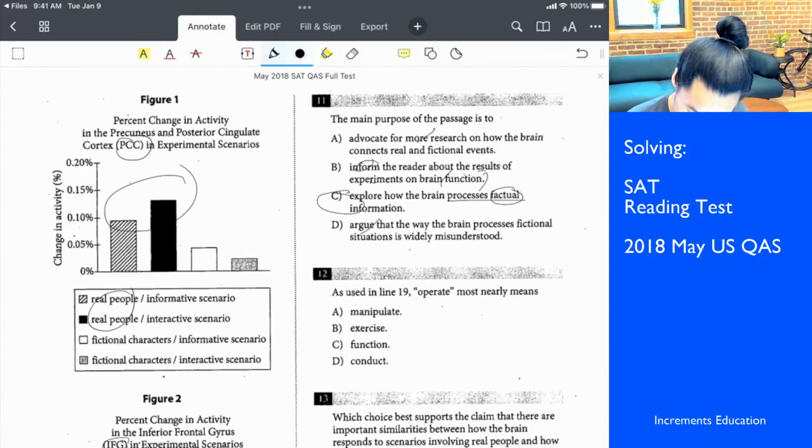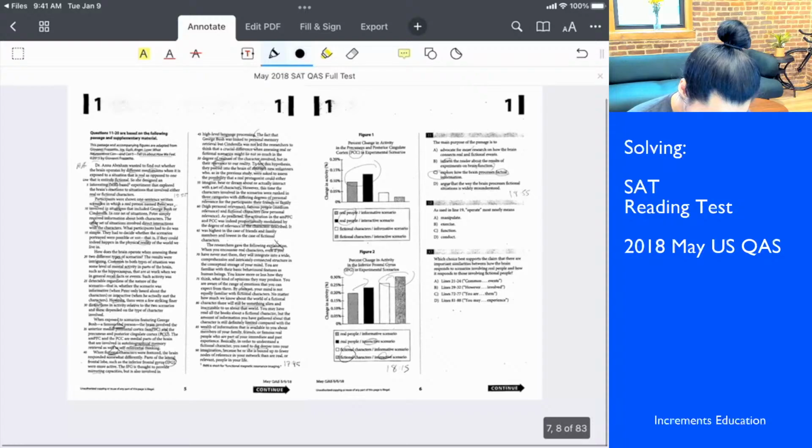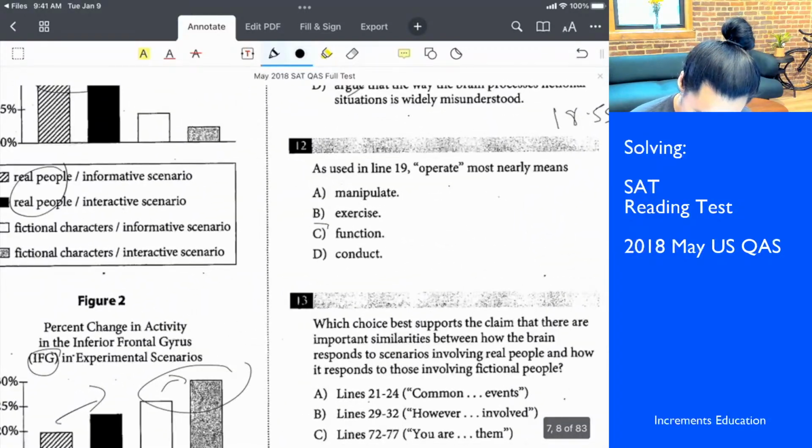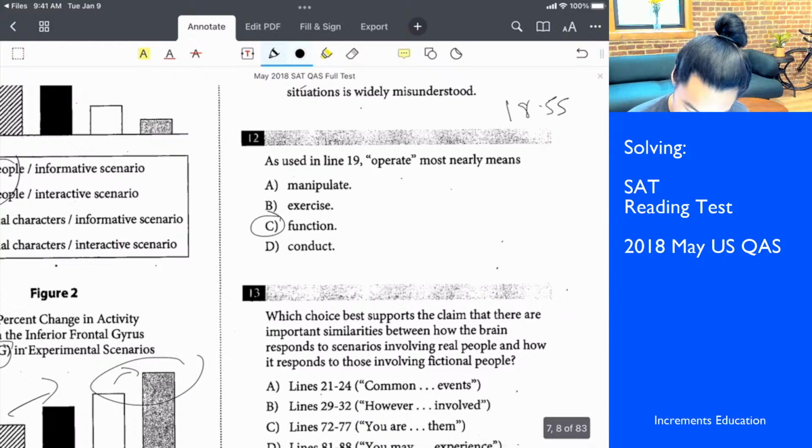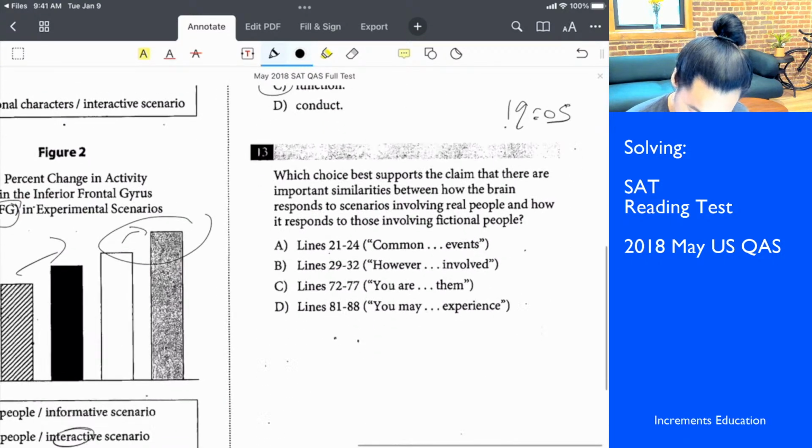Okay, 1850, 5. 19, operate. How does the brain function? Function. 1905, 10 seconds, yay.